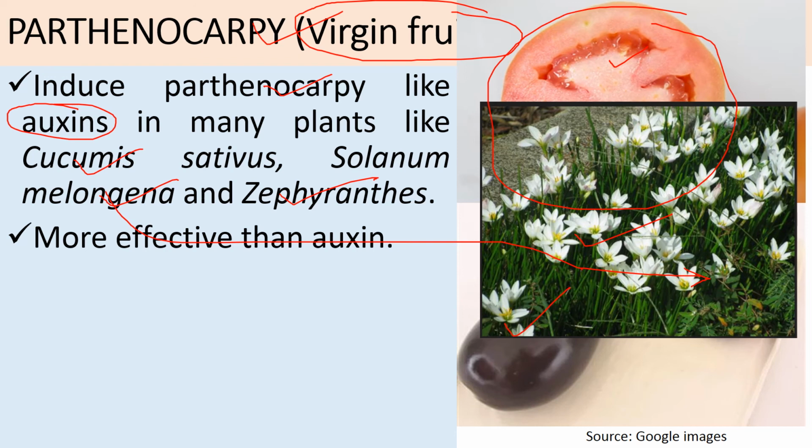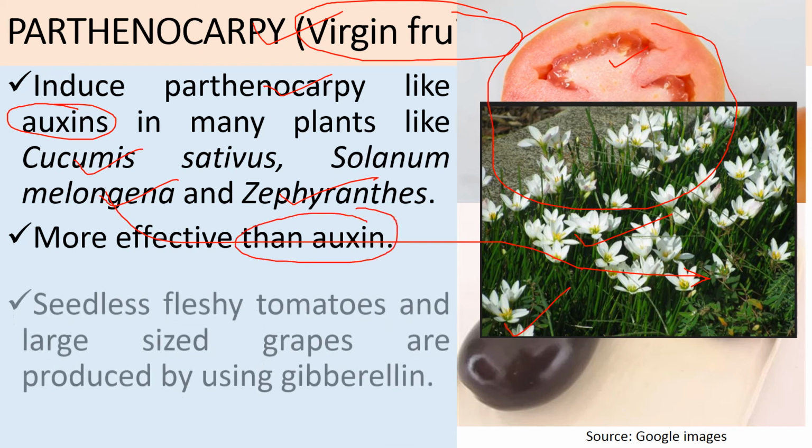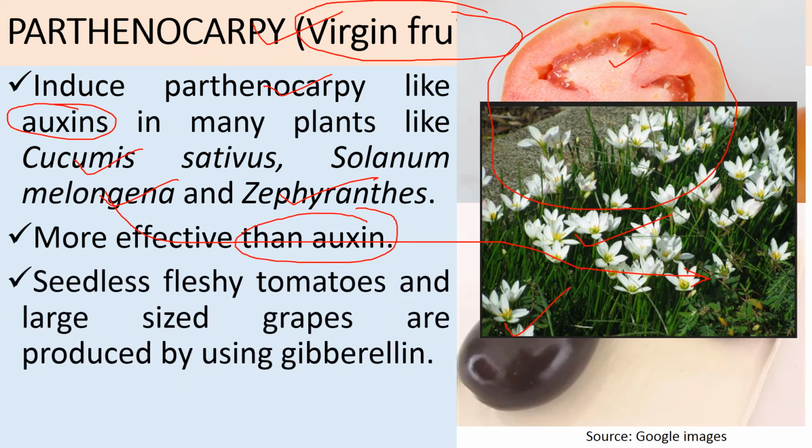But this GA is more effective than Auxin, and seedless fleshy tomatoes with large size grapes are produced by using this gibberellin. So we can produce very good quality tomatoes and grapes by using this gibberellin.